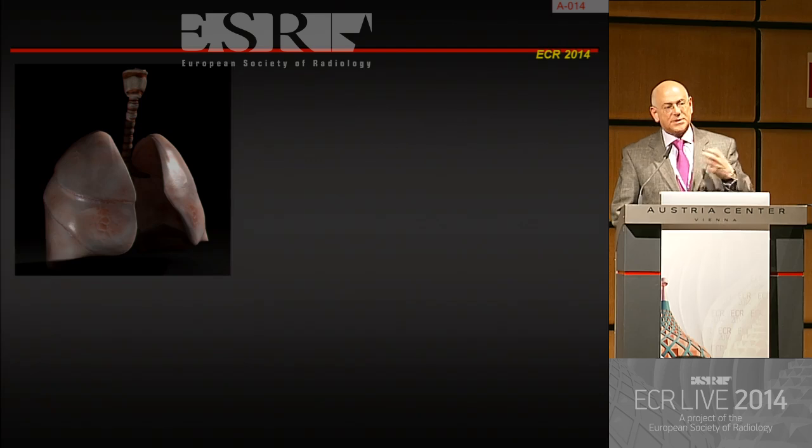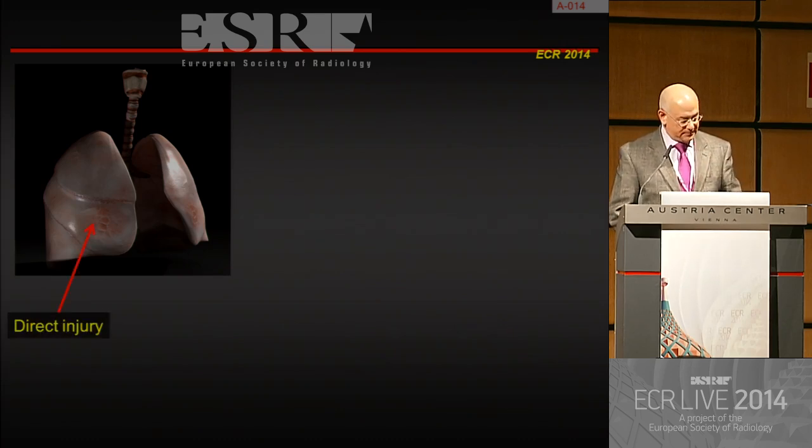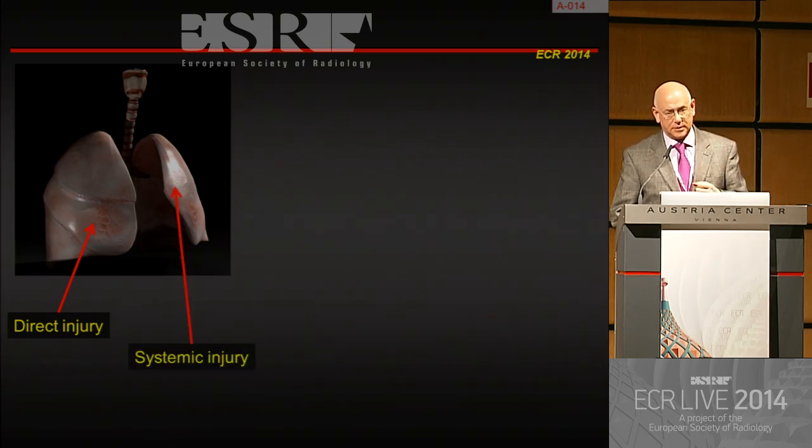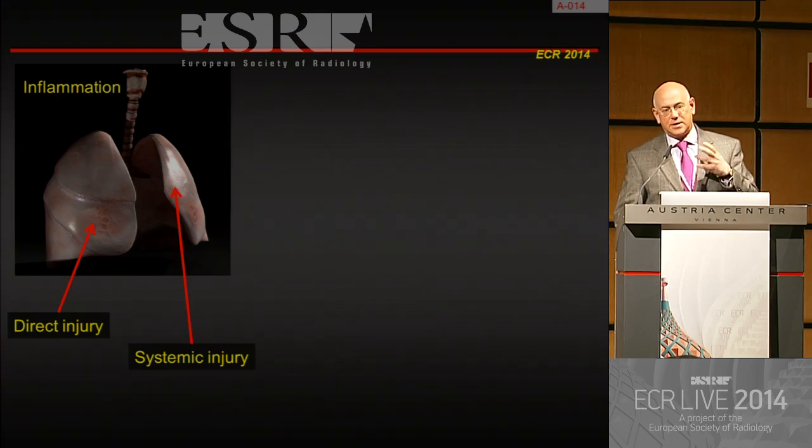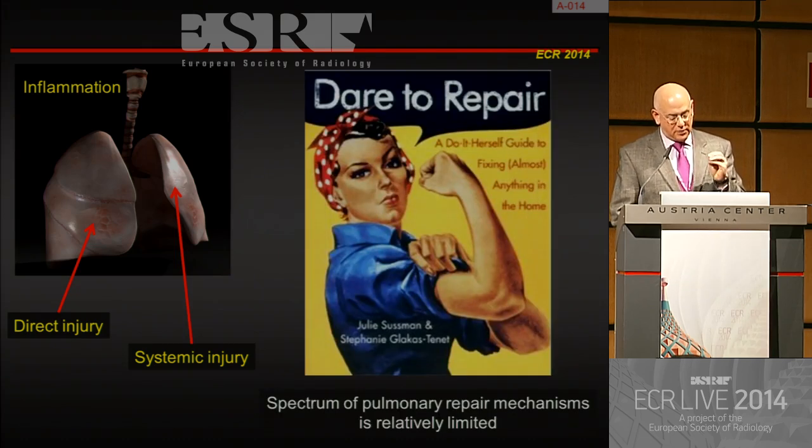The lung constantly, every second, every breath that we take, is exposed to, if you want, hostile material. Whether this hostile material creates direct injury or systemic injury to the lung, most of these materials will create some degree of inflammation. Now, the lung is a very complex organ in terms of physiology, but the lung has only a very limited spectrum of repair mechanisms to take care of this inflammation and to repair injury.